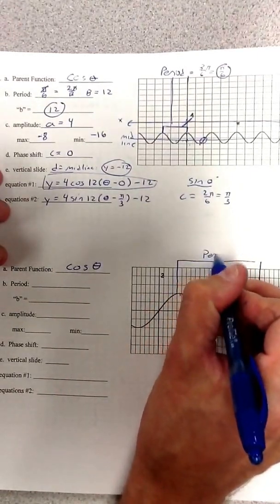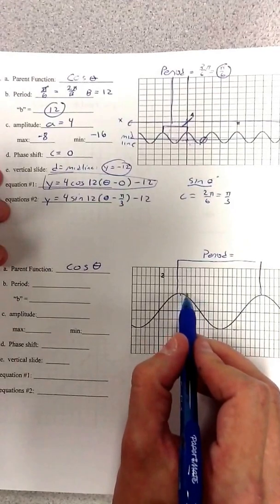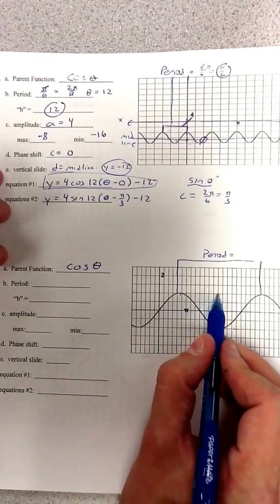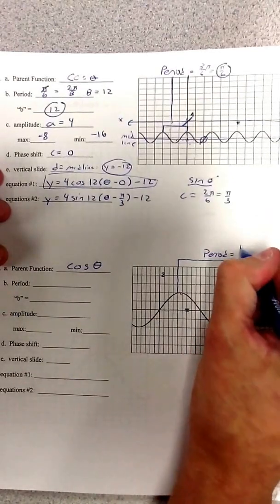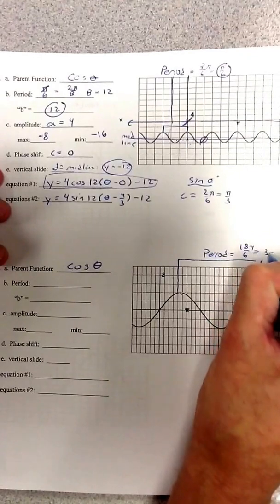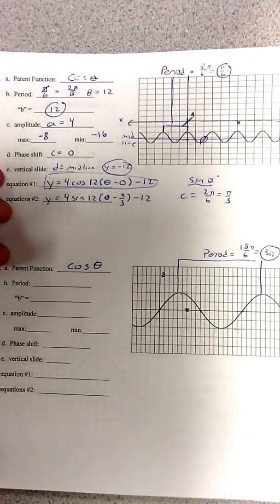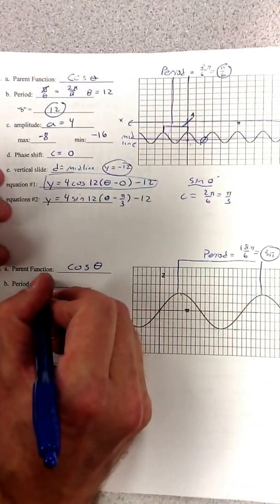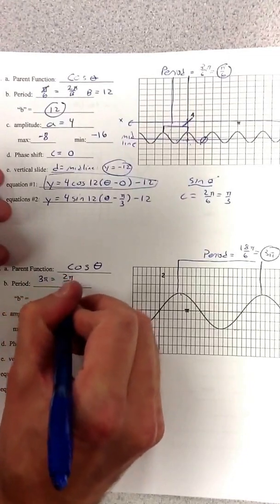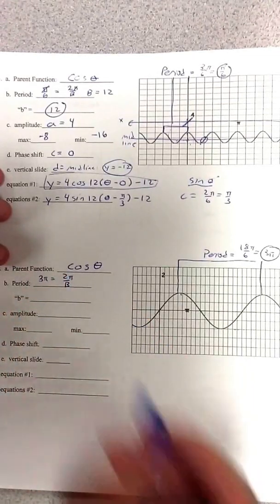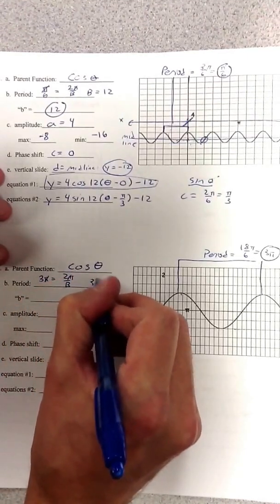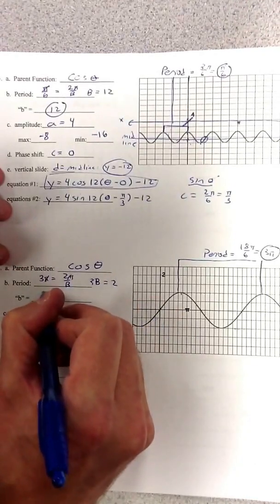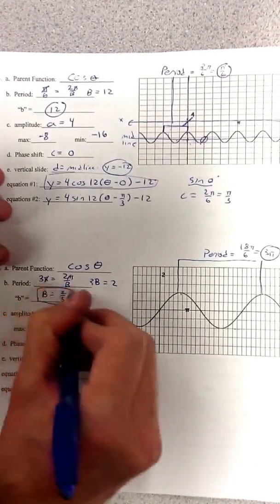To get our period, we're going to count 1, 2, 3, 4, 5, 6, 7, 8, 9, 10, 11, 12, 13, 14, 15, 16, 17, 18. Wow, 18 pi over 6, which is 3 pi. So this is going to repeat itself every 3 pi radians. Therefore, our period is 3 pi. We set that equal to 2 pi over b to get our b value. Pi's cancel. You can cross multiply. What we'll get is 3b equals 2, so b is just 2/3, and that's okay.